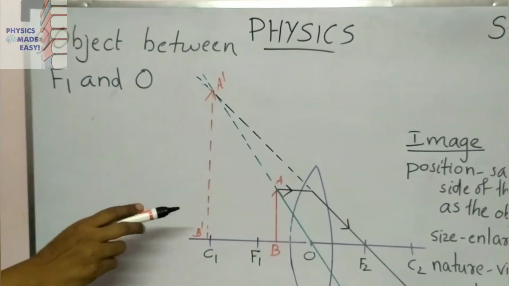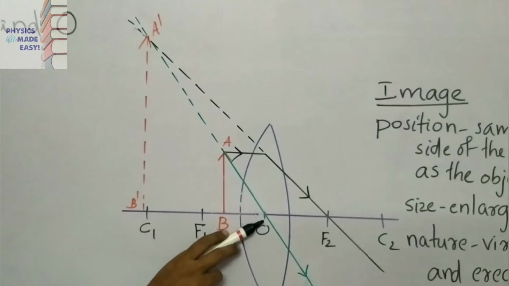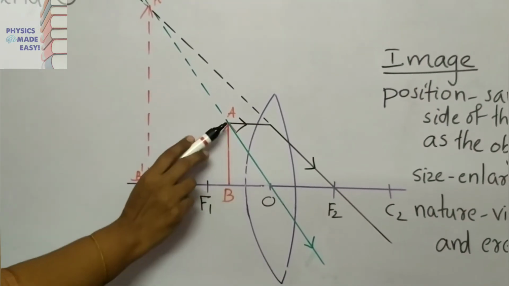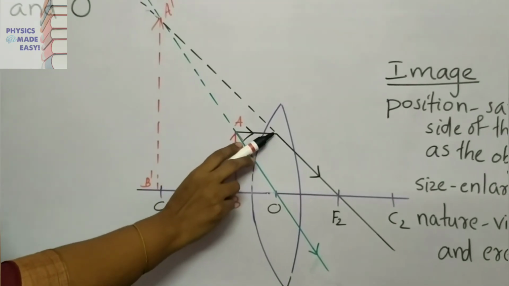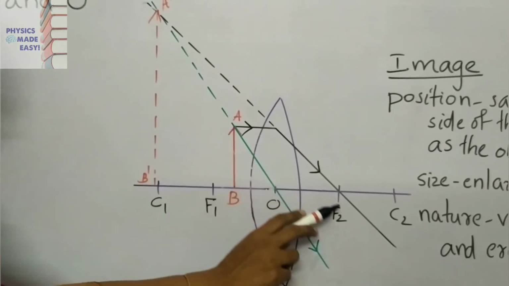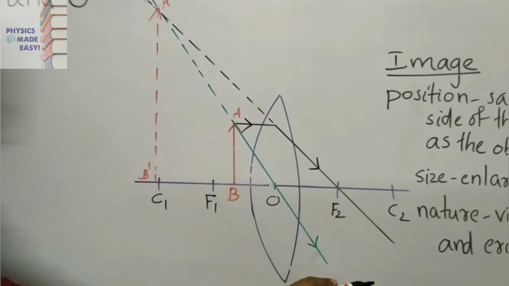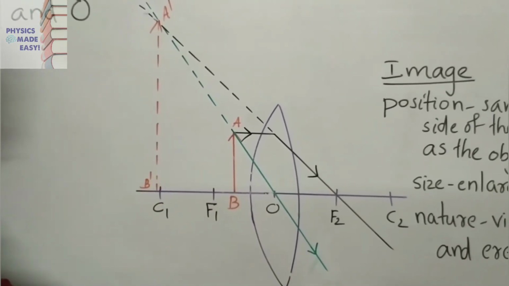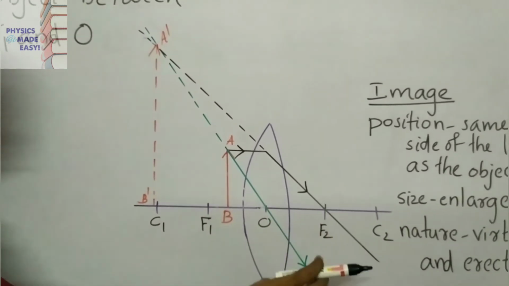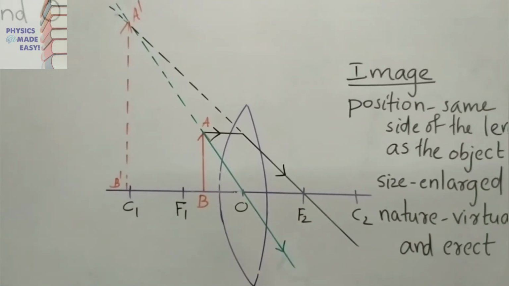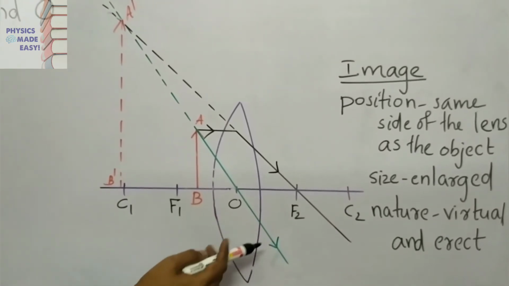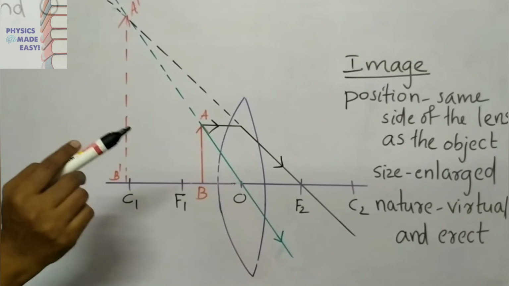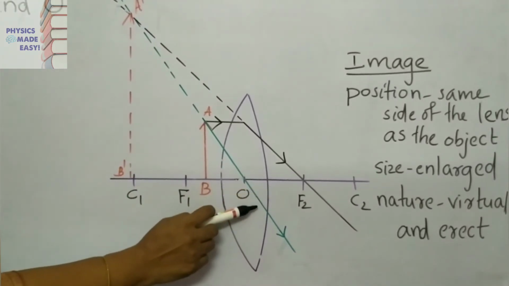Here you can see the object is placed between the optical center and f1 of this convex lens. You can see the ray which is parallel to the principal axis, after refraction, passing through the principal focus. The second ray we can consider is the ray that is passing through the optical center. Here you can see one is moving away from the other. So from this you can say these two will never intersect. Then for locating an image, what do we have to do? We have to extend these rays back.